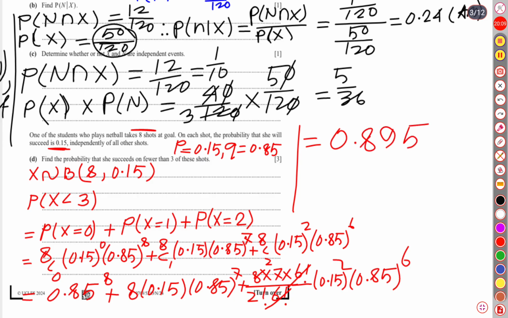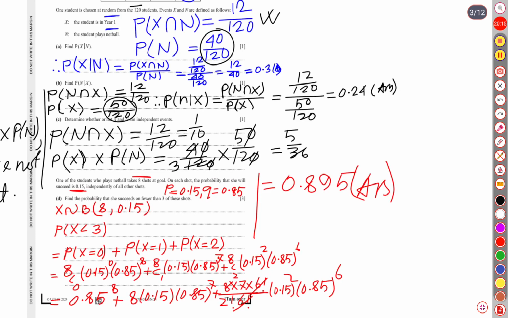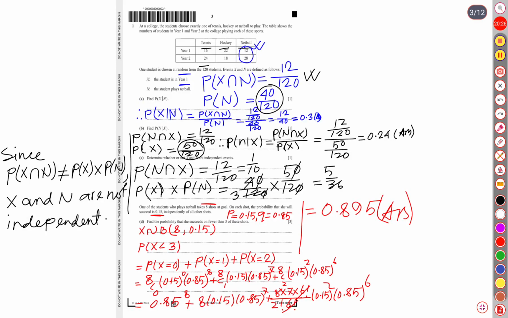0.895 is our final probability. So I think you have understood this. This is nothing but binomial distribution, and we applied the expansion of the binomial distribution. So that's all about the first solution, and let's move on to question number 2.